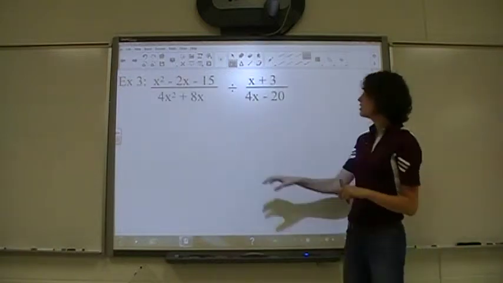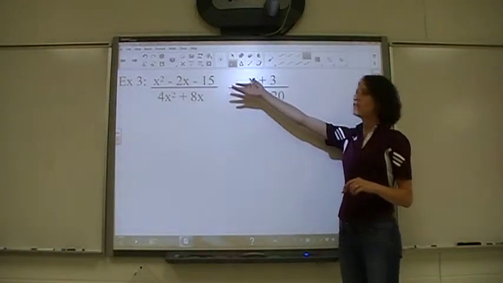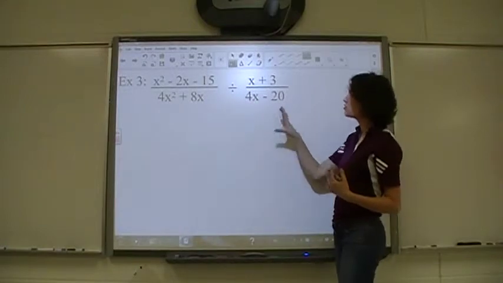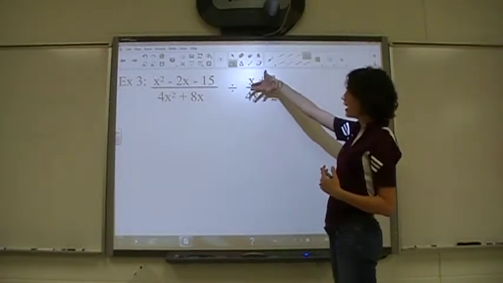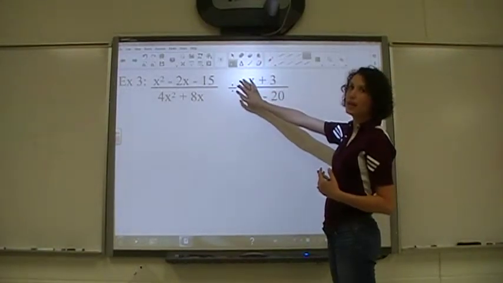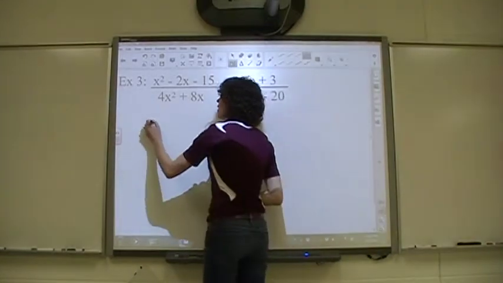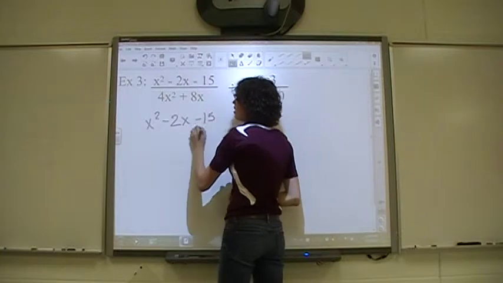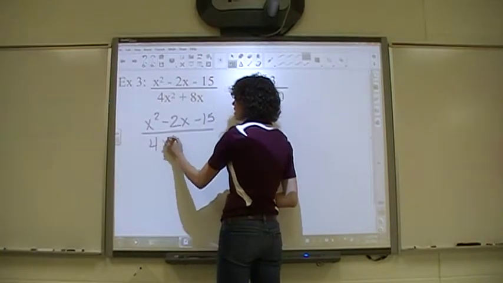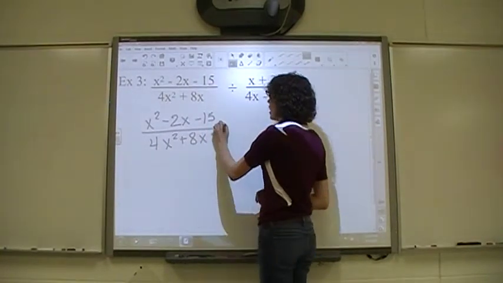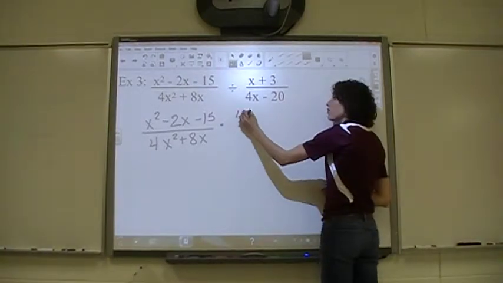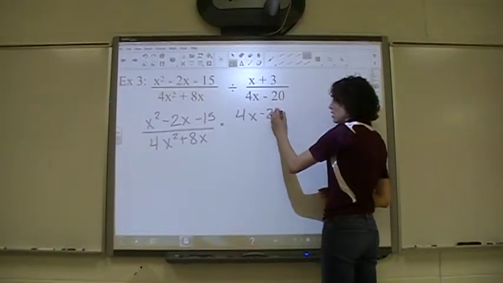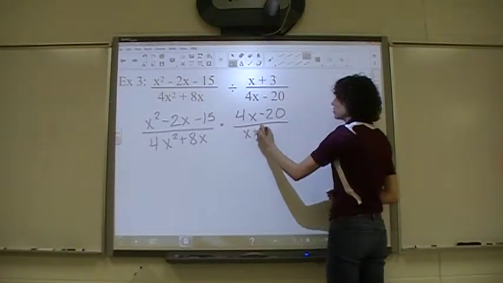Let's try something like this where we have to factor first. Now, I want you to flip this back one, because if you don't do it right away, you might forget. So we have x squared minus 2x minus 15 all over 4x squared plus 8x times, flip the back, 4x minus 20 all over x plus 3.